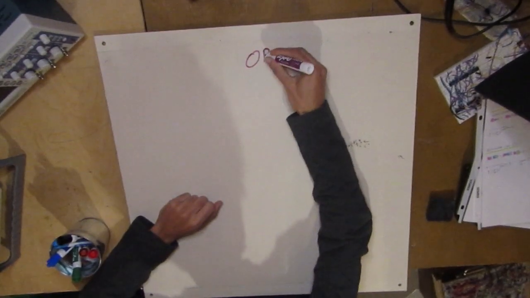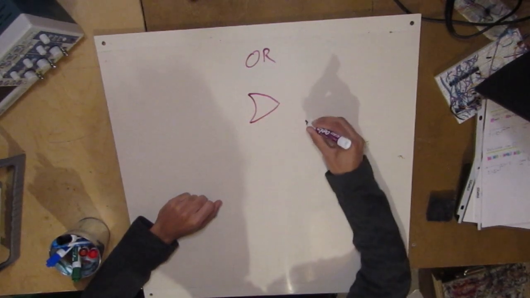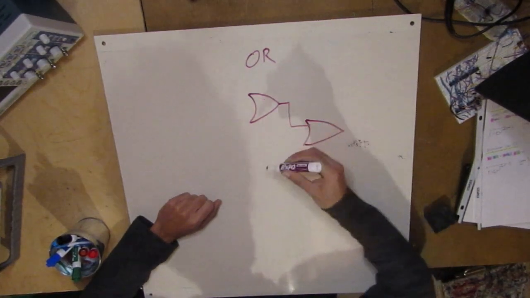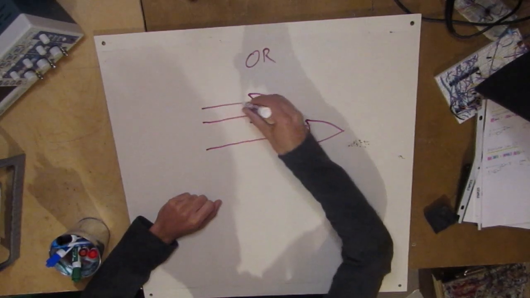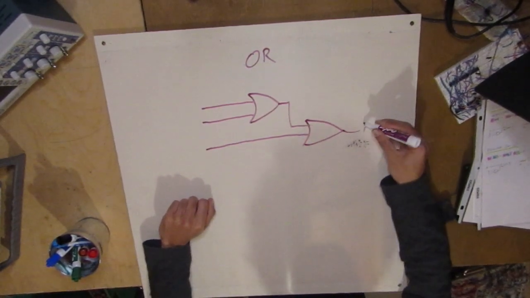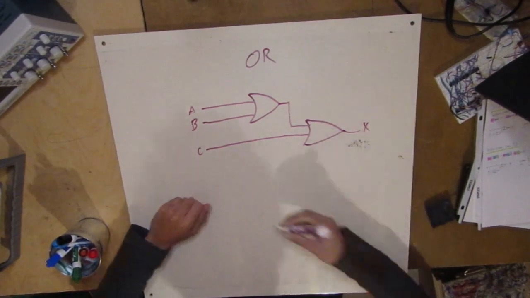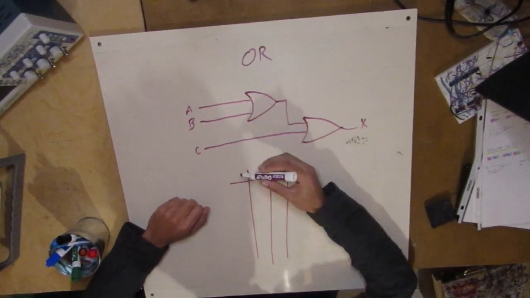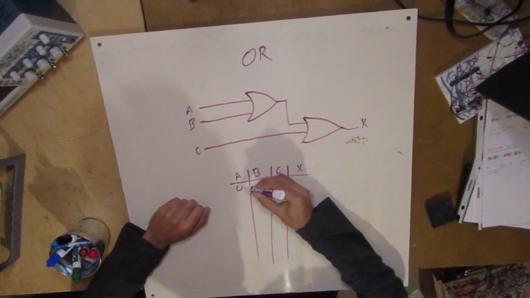Okay, let's do something for the OR gate. So we're going to do the OR chain. Let's draw an OR gate here. And if this is a little bit confusing for you, I recommend watching the first video again just to get a refresher. So we get our output X, we get A, we get B, we get C. So let's draw the truth table. We get A, we get B, we get C, and we get X. And we draw out the combinations.